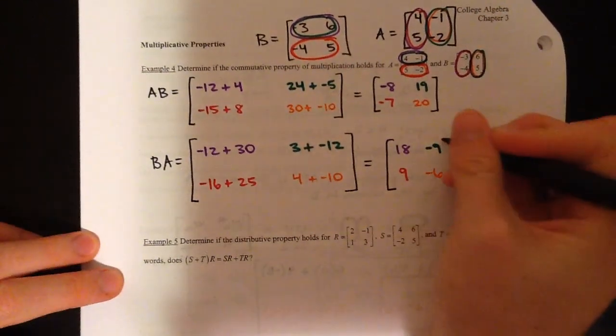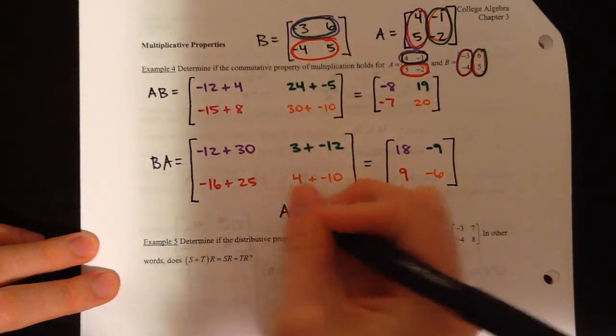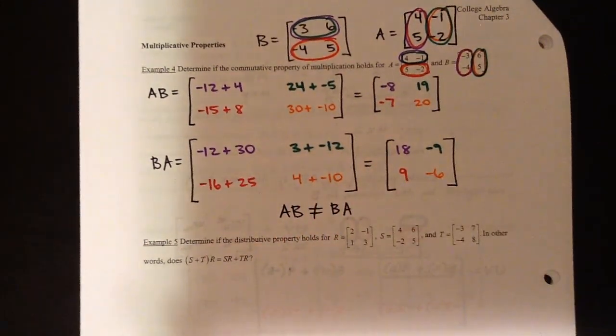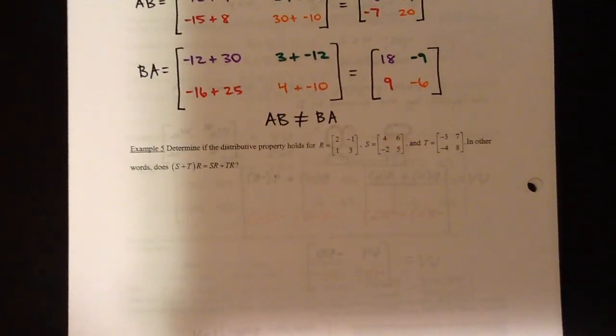So hopefully it is definitely clear that AB does not turn out to be the same as BA. So the commutative property for most examples will not hold for multiplying matrices. So it is not true that AB is equal to BA. That means the commutative property does not hold for matrix multiplication. The order that you're going to multiply the matrices in is very, very important because it will determine how your answer turns out.